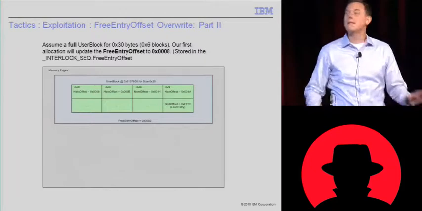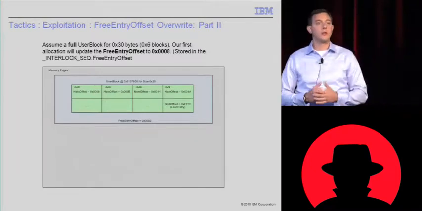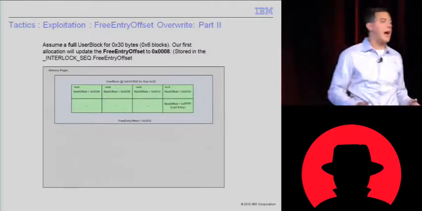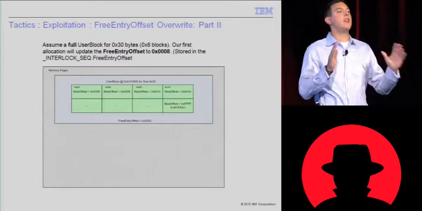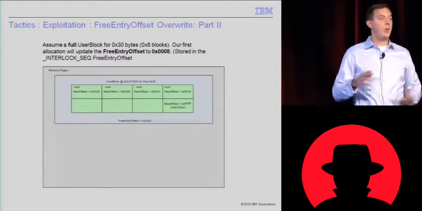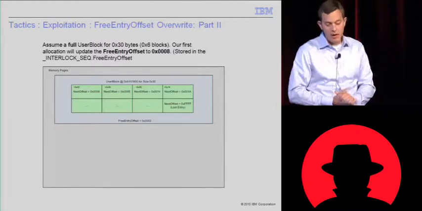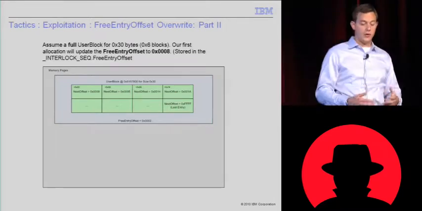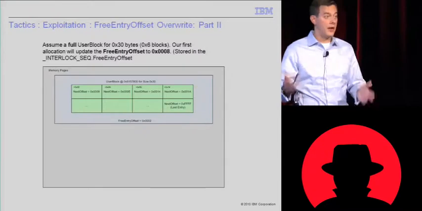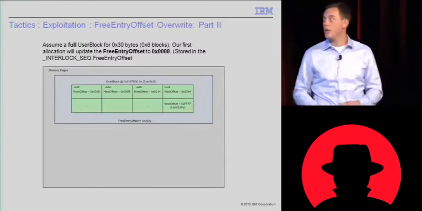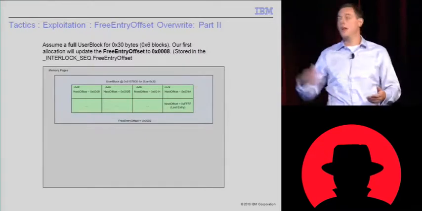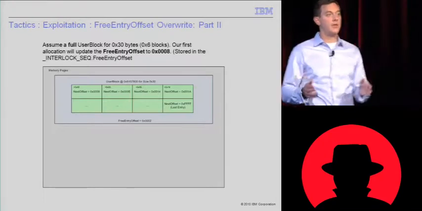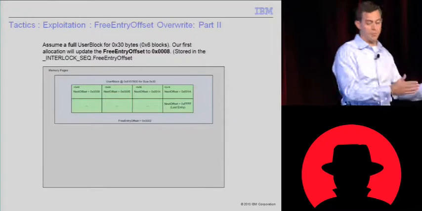So let's assume again a user block for a size of 30 hex bytes. And it's going to be a fresh user block. It doesn't necessarily have to be. You just need 2 adjacent chunks, one that you can overwrite and one that can be overwritten into. So if you would make an allocation here, the free entry offset would be updated to point to offset 8. That's the next chunk. If you made another allocation, offset E, another allocation, offset 14, et cetera. That's because for size 30 hex bytes, it's 6 blocks.